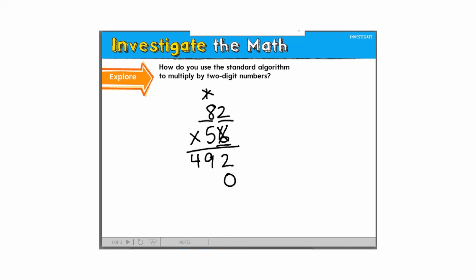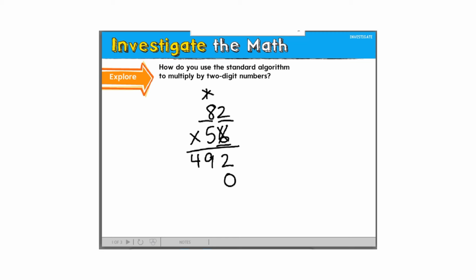6 times 2 is 12, so I put a 1 on the top, and then I put the 2 on the bottom. Then I have to do 6 times 8. 6 times 8 is 48. And then I add the 1, which makes it 49. I'm going to use the 5 right now. So right now, I'm going to move in and start using the 5.